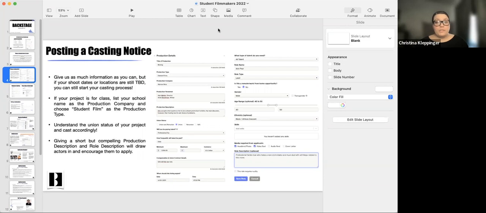Same thing when it comes to their role description. You can dig a little bit more into this character in particular. Actors like to hear good descriptive language in both of these boxes because it tells them what kind of footage they're going to get. Like I said, you've got lots of options on here about filling out gender and age range and ethnicity. Like I said, the more open you can leave that, the better.